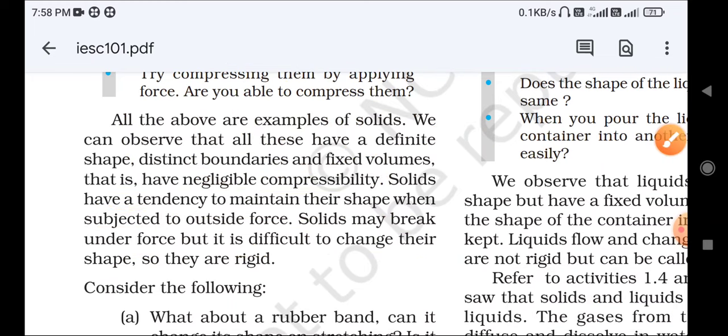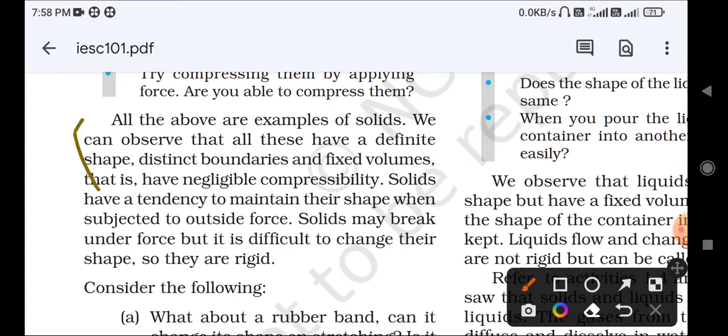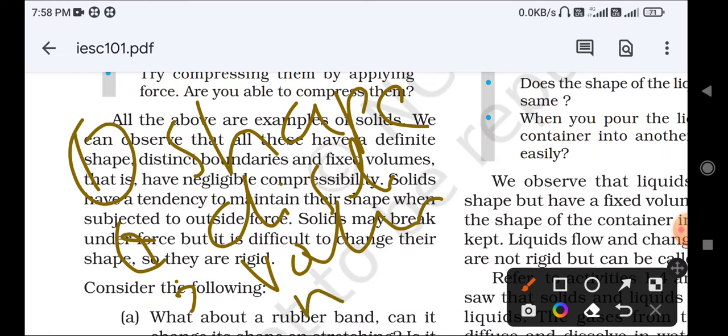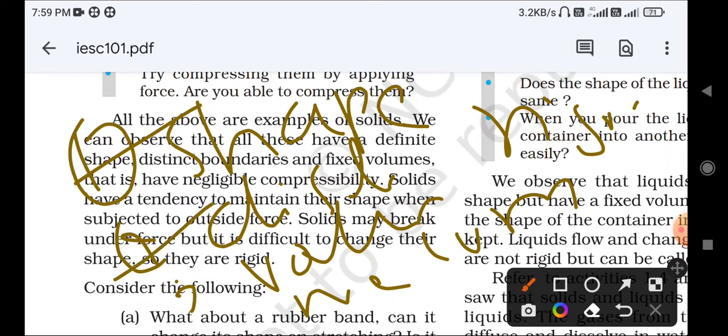Remember that. What are the properties of a solid? They have a definite shape, correct? Second, distinct boundaries. Third, fixed volume. Next, negligible compressibility, and they are rigid in nature. These are the properties of solid particles, or the solid state. In the exam, if they ask you to write the properties of solids, you can write: definite shape, distinct boundaries, fixed volume, negligible compressibility, and rigid in nature. These are the properties of solids.